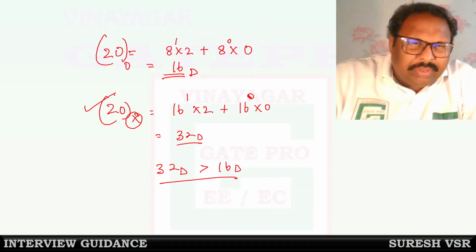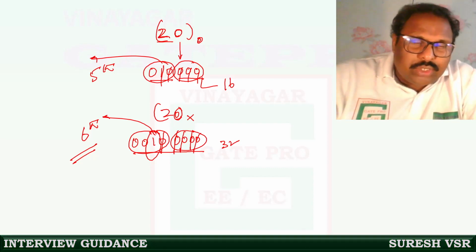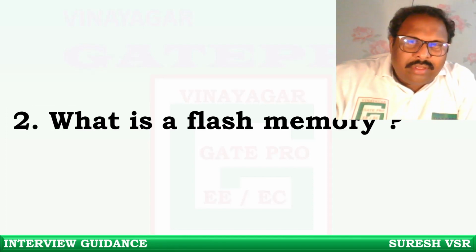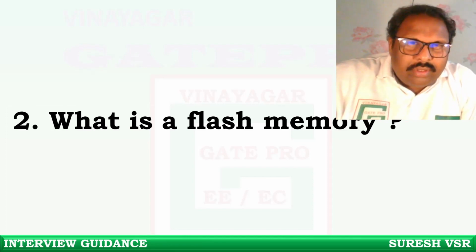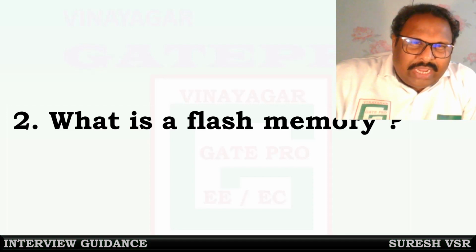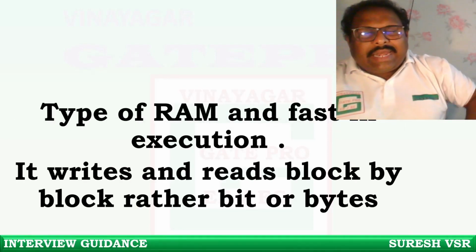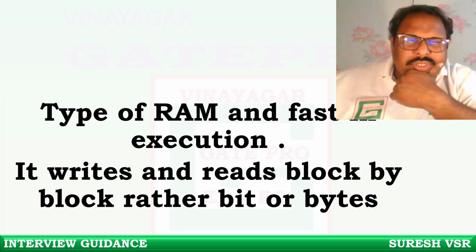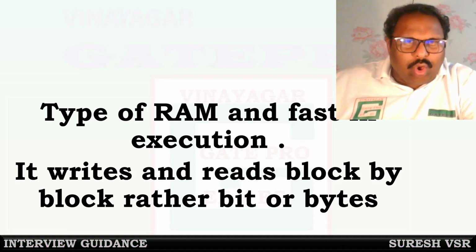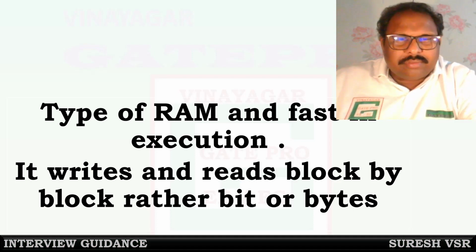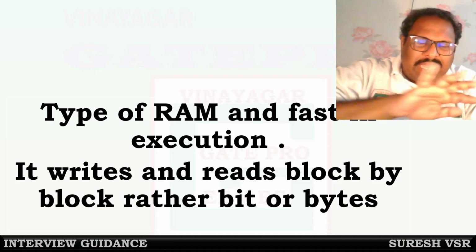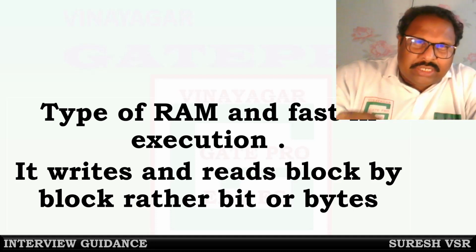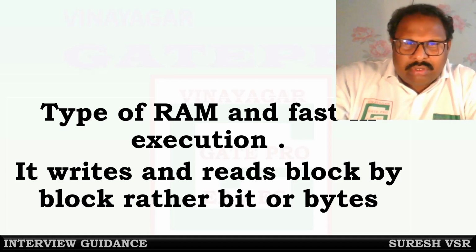It's a very simple question, maybe the first question to begin with. So let's go with the better questions. What is a flash memory? Is it a RAM or ROM? What sort of memory is flash memory? Flash memory is clearly a RAM and it is very fast in execution. What makes it very fast in execution? Because it reads and writes blocks rather than bits. That means an entire block is erased completely or an entire block is written, rather than writing bits 1 by 1, 1, 0, 1, 0, 1, 0.